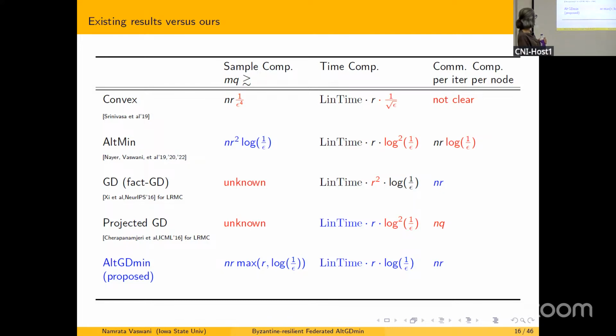Factorized GD and projected GD, as I explained, do not work, so you cannot come up with a sample complexity. The time complexity is what would have happened if they did work, but essentially projected GD is also very slow. AltGDmin has these advantages. Disadvantages, it needs sample splitting. Factorized GD, if it could be used, does not.